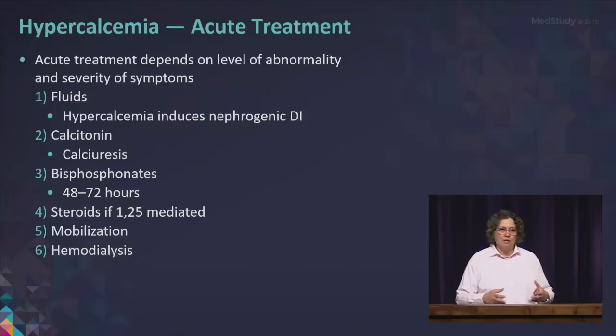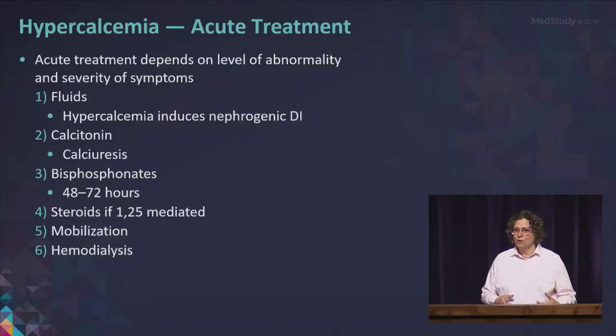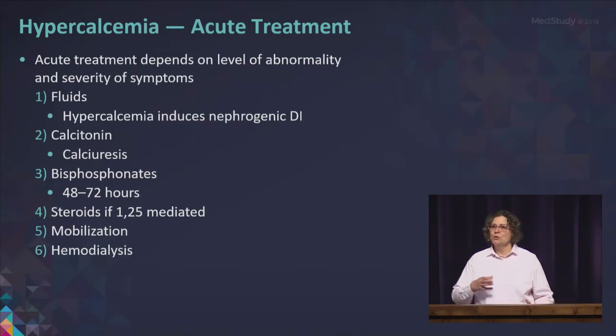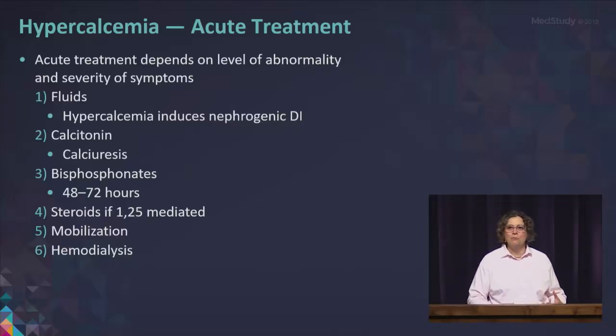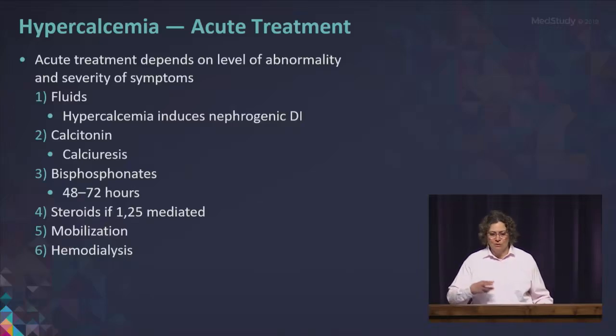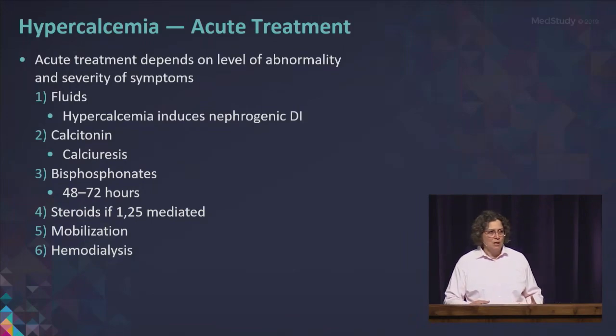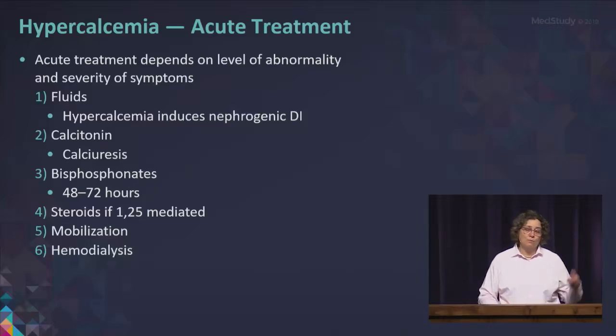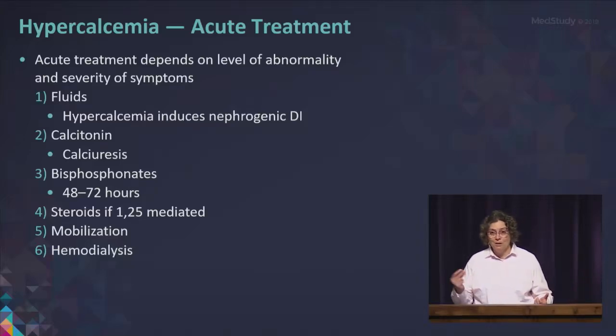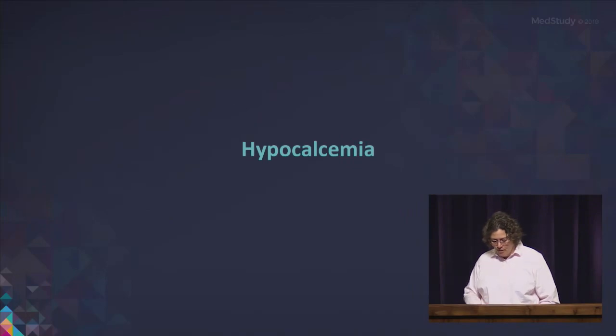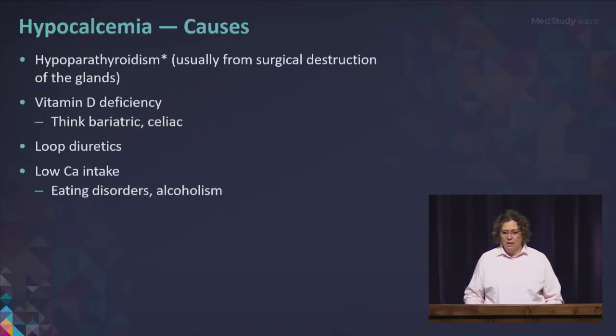Then you can target therapy based on the etiology, where you can use bisphosphonates if it's something like a cancer or multiple myeloma. You can use steroids if it's 125 mediated, like sarcoid, TB, or lymphoma. Mobilization if we think that this is immobilization. And you can always do dialysis to fix both hyper- and hypocalcemia. It's a quick fix.